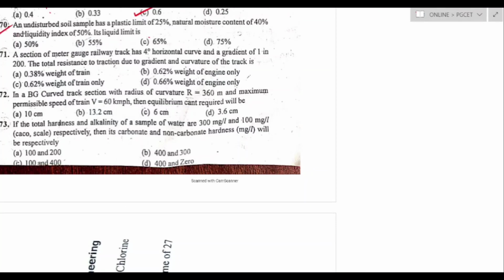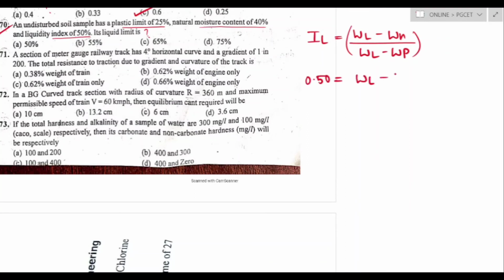Question number 70. An undisturbed soil sample has a plastic limit of 25% and natural moisture content of 40% and liquidity index of 50%. Then its liquid limit is. As per the definition of liquidity index, we know that liquidity index is equal to liquid limit minus natural moisture content divided by liquid limit minus plastic limit. Liquidity index is 50%, so 0.5. Liquid limit minus natural moisture content, where natural moisture content is 40%, so 0.40. Liquid limit we have to find. Plastic limit is 25%, so 0.25.